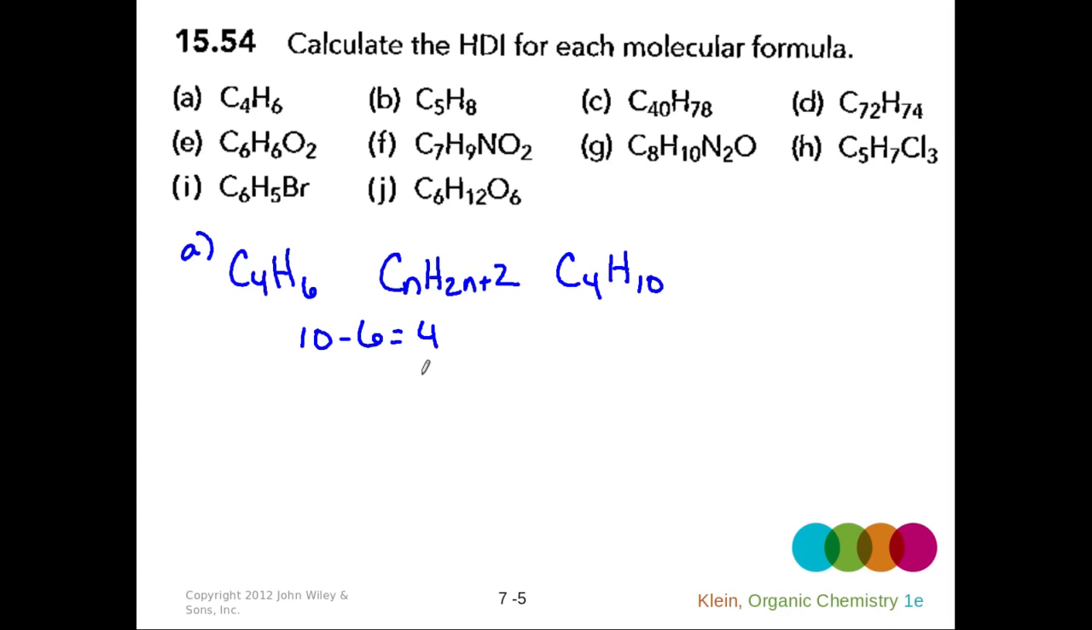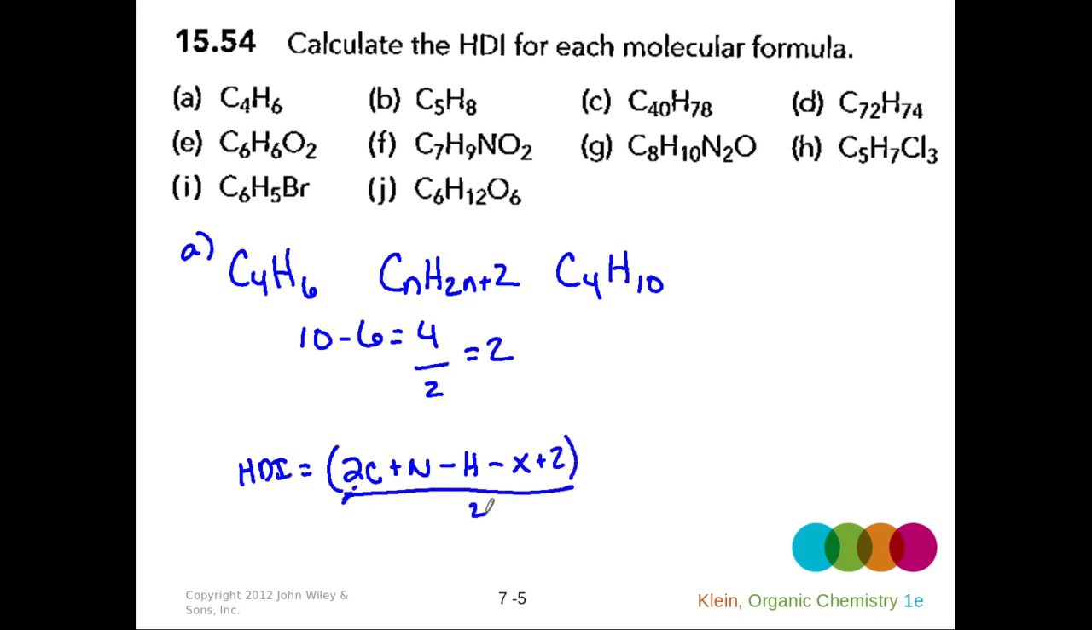C4H6. Okay, well, what would be the molecular formula for a molecule containing 4 carbons that's fully saturated? Remember, our formula is C sub n, H sub 2n plus 2. Okay, so that would be C4H what? Well, 2 times 4 is 8 plus 2 is 10. So that'd be C4H10. But here we have C4H6. So 10 minus 6 is equal to 4. That means we're missing 4 hydrogens. Does that mean our HDI is 4?